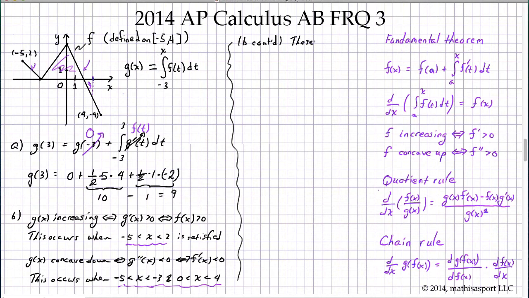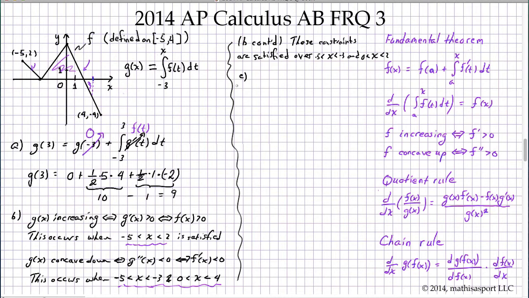So these conditions are satisfied when, let's say they're satisfied over x -5 to -3 and, what is that, x 0 to 2. That handles B.